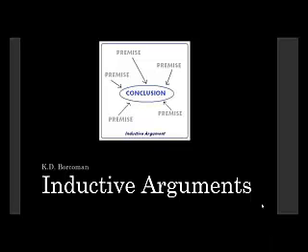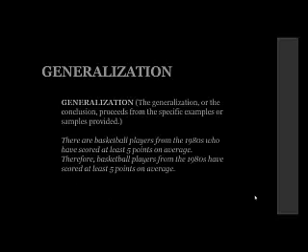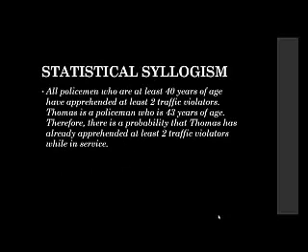So to get a little bit of a better idea, let's talk briefly about the relationship between premises and conclusions. There are various kinds of inductive arguments. Generalization. This is a situation in which a conclusion proceeds from specific examples. For example, there are basketball players from the 1980s who have scored at least 5 points on average. Therefore, basketball players from the 1980s have scored at least 5 points on average.